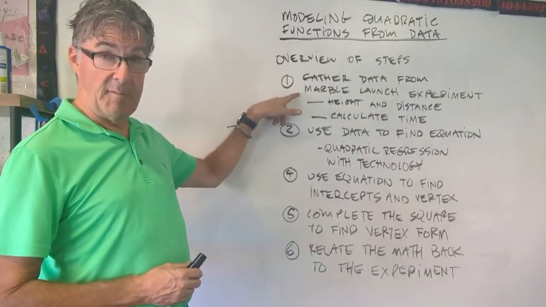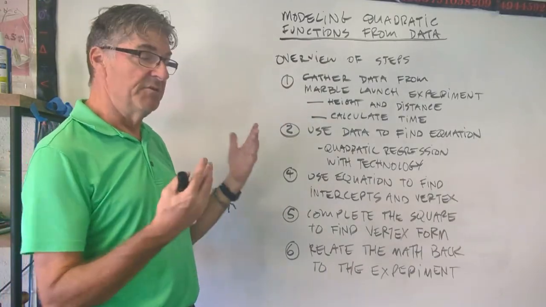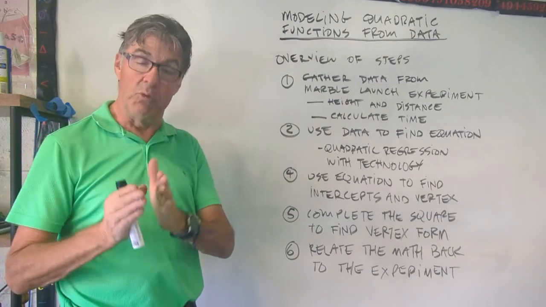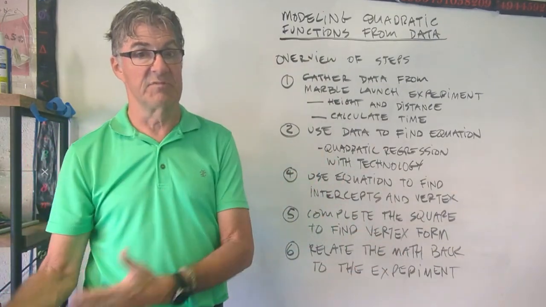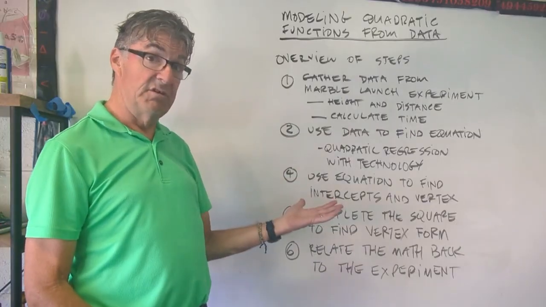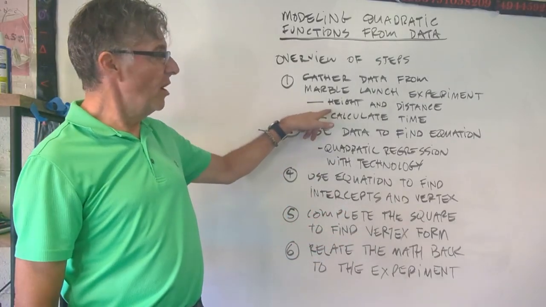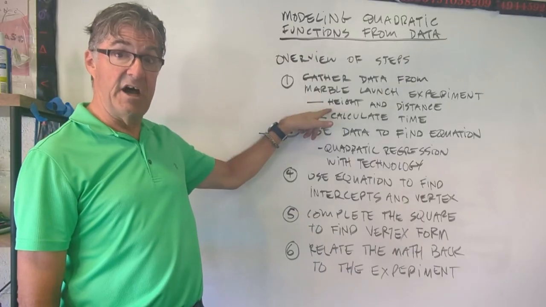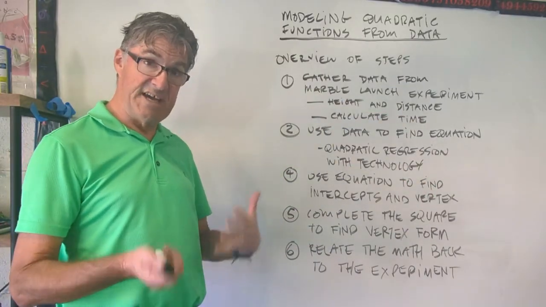We got our data from a marble launch experiment. That was the experimental part of it. That's where we measured something in the real world. This was not a mathematically contrived thing designed to get a certain result. This was a natural phenomenon, something that happened, something that we made happen. We harvested height and distance data out of that because that's what our video could tell us.